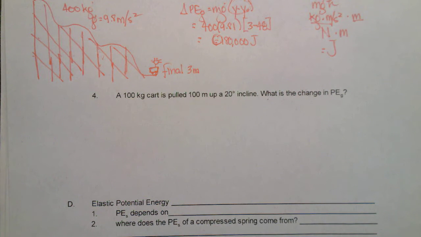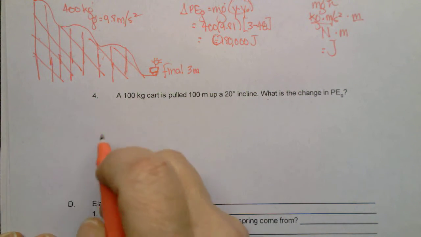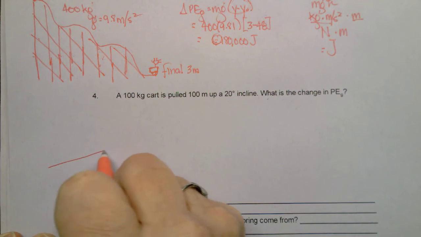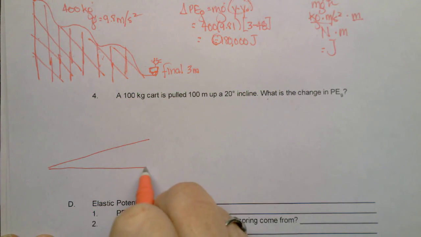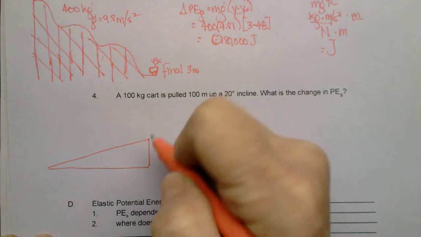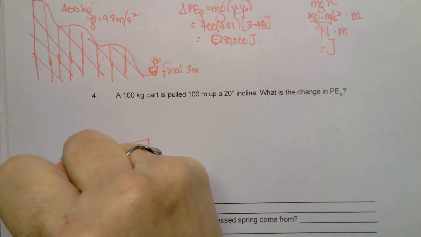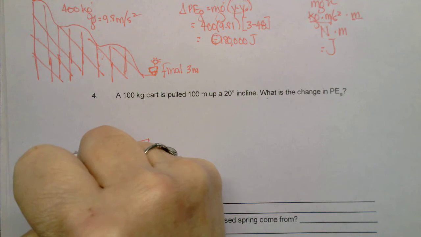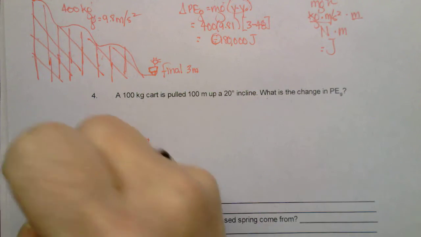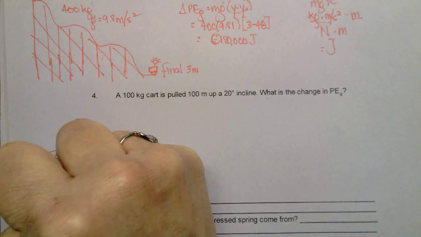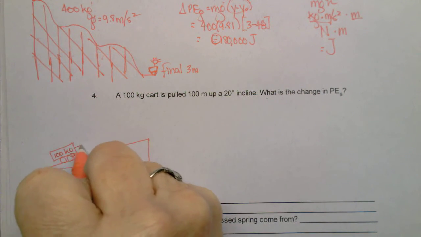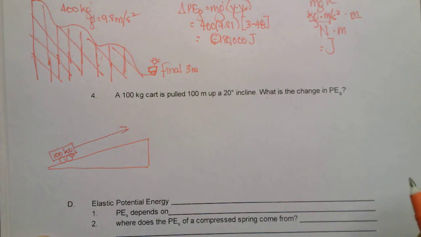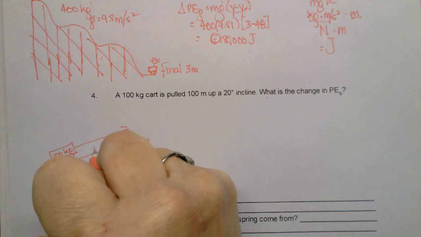The next one, a 100 kilogram cart is pulled 100 meters up a 20-degree incline. What is the change in potential energy due to gravity? So I'm going to make my drawing. 20 degrees, by the way, is not very much, and I'm making this probably steeper than I need to. But my cart is here, and my cart is 100 kilograms, and it's being pulled up the incline 100 meters.